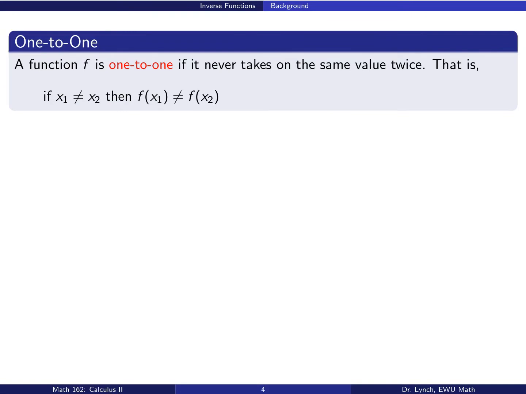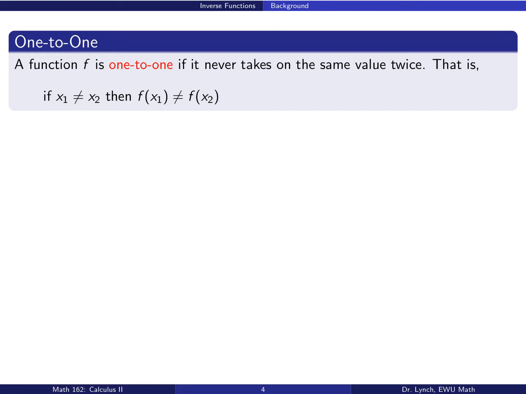So start off with the definition of one-to-one. We say that a function is one-to-one if it never takes the same value twice. So if x1 and x2 are different, then the function values at x1 and x2 are also different.